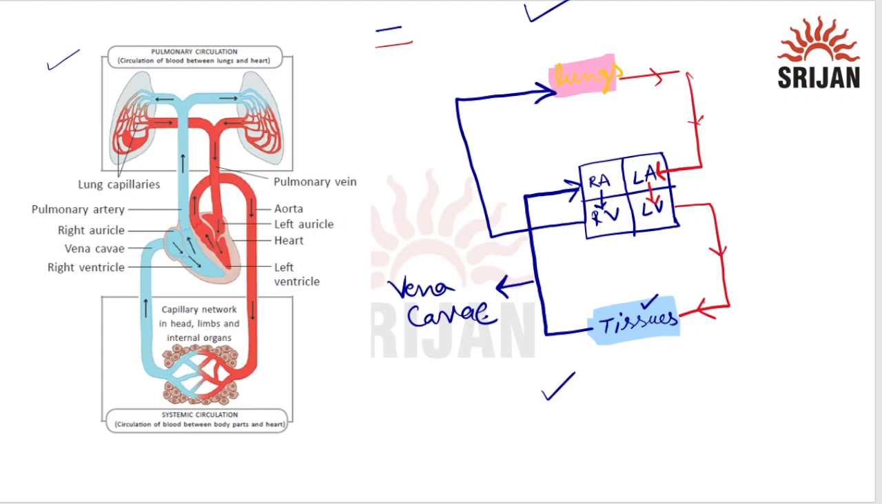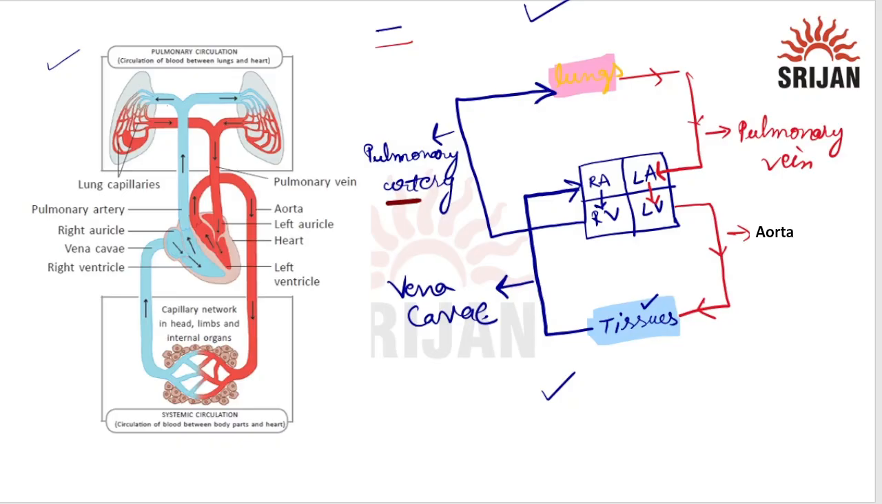And the vessel which is taking blood from the right ventricle to the lungs is known as the pulmonary artery. Note that the vessel is carrying deoxygenated blood, still it has the name of artery, right? Now the vessel which is bringing the blood from the lungs to the left auricle is the pulmonary vein, right? And from the left ventricle to the tissues, that is the aorta or dorsal aorta. But aorta is sufficient.